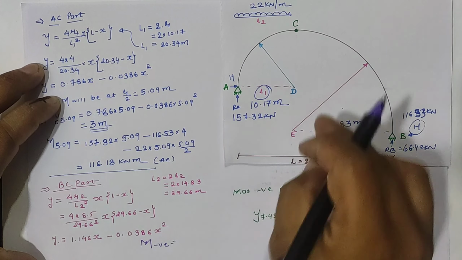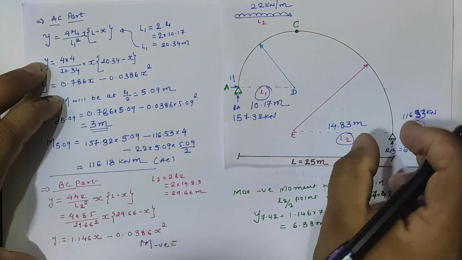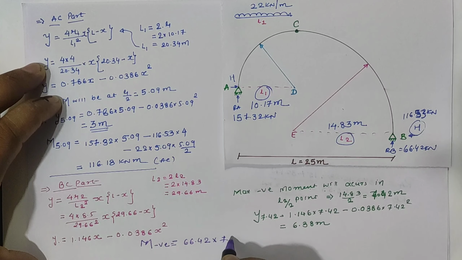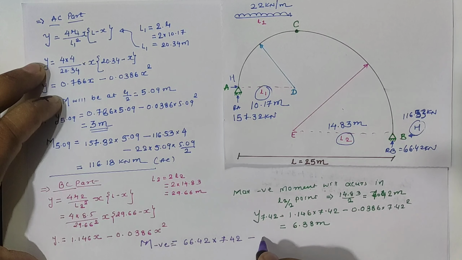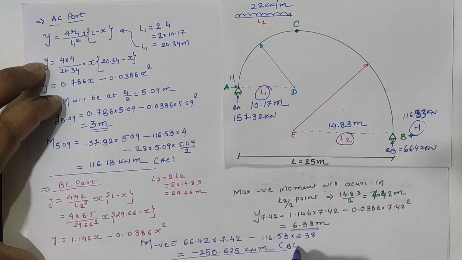Now if we calculate the maximum moment at location 6.38 over here, then the value is RB into L by 2. So RB value is 66.42 into L by 2 as 7.42, minus H into vertical distance, so 116.53 into vertical distance as 6.38. Hence maximum negative moment is minus 250.625 in terms of kilonewton meter in span BC.